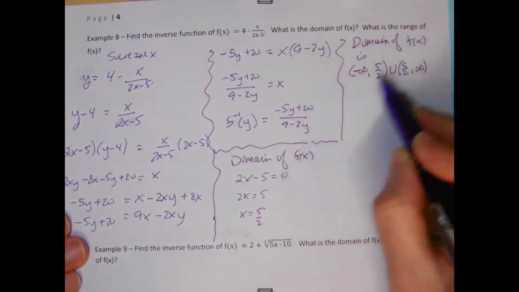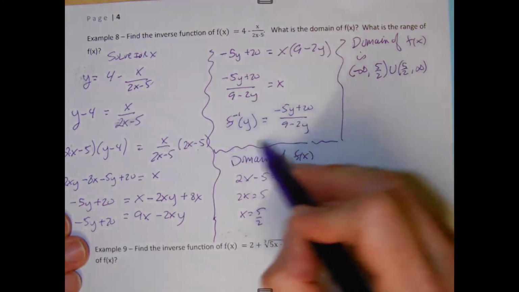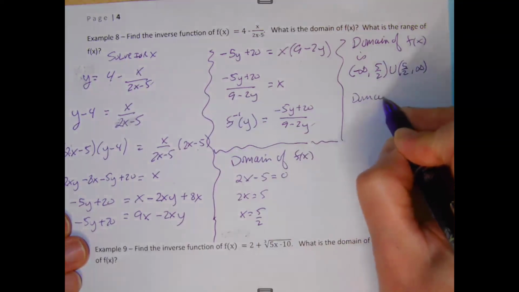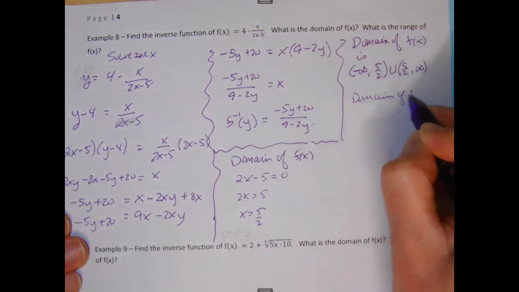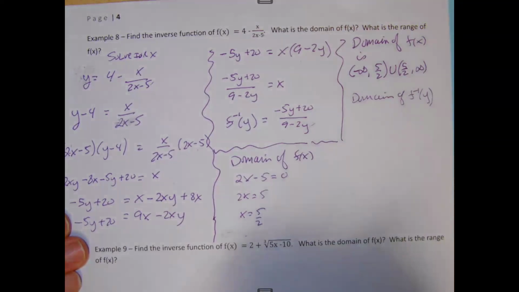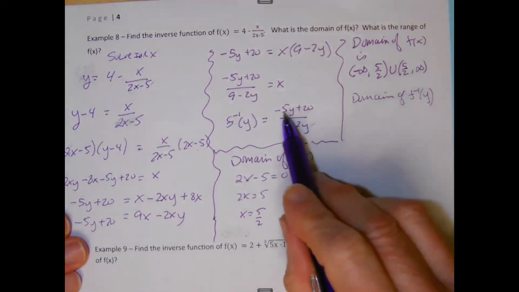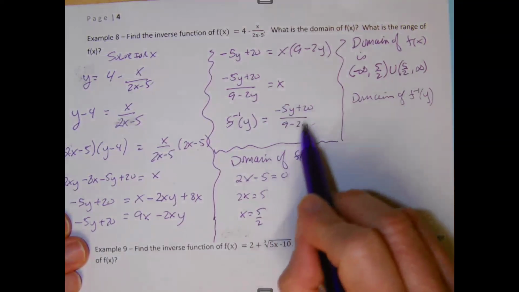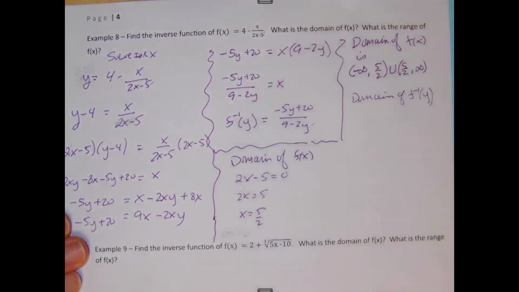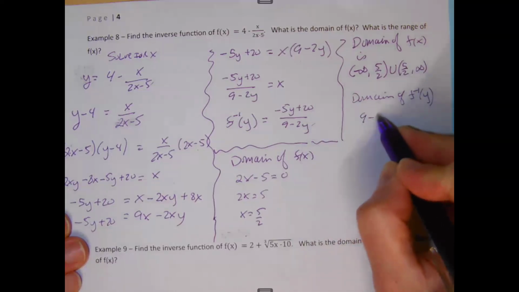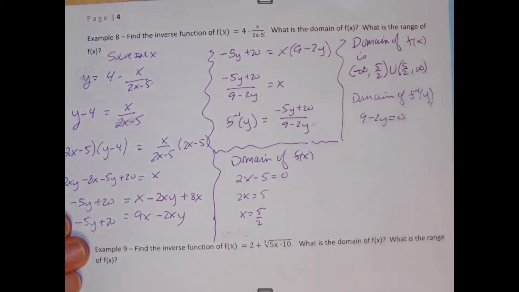So now the range of f of x will be the domain of this function. So now I'm going to find the domain of f inverse of y. Okay. So the numerator is all real numbers. The denominator is all real numbers. Great. So the only issue is the denominator cannot be a 0. So I just need to figure out what that is.